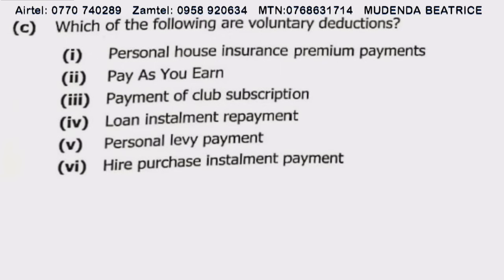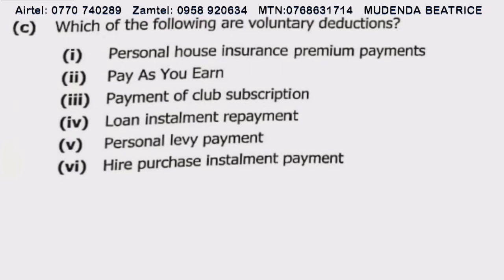It can be a loan, or like I said later on, it can be an insurance, anything. Or you have bought something on hire purchase and they're deducting like that. So those are voluntary deductions. Those are the ones you decide on your own to get involved in. They're asking us to find which of the following are voluntary deductions. So those are the ones we are looking for.